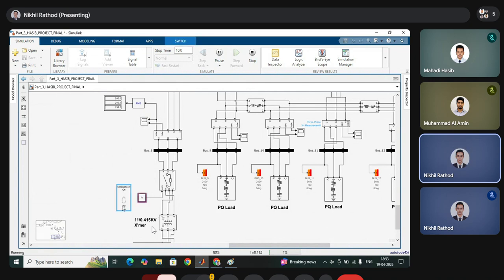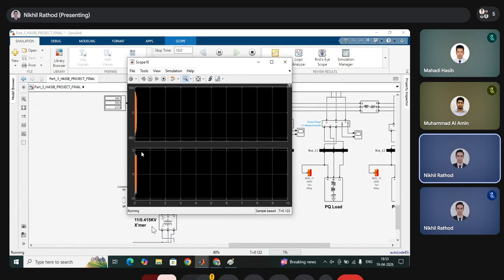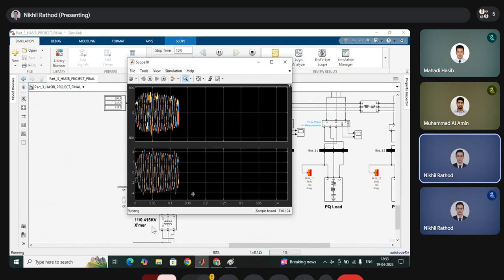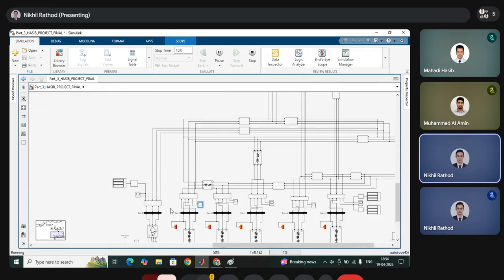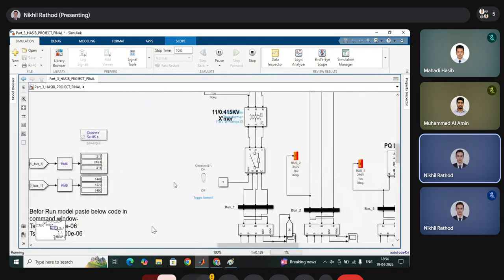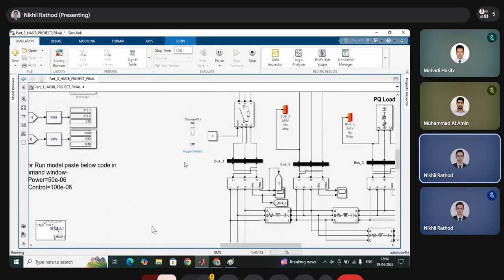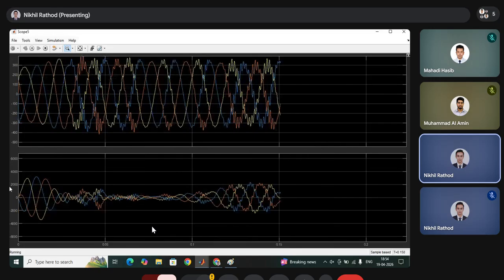Let's isolate it. So the breaker is right now off. Okay, you can see the instability due to the isolation for this generation.